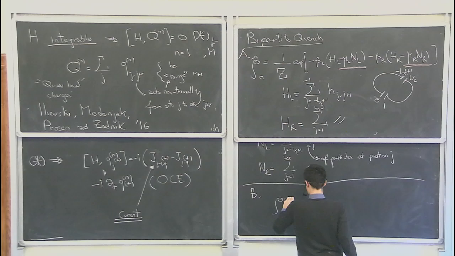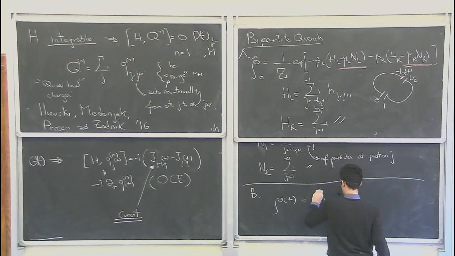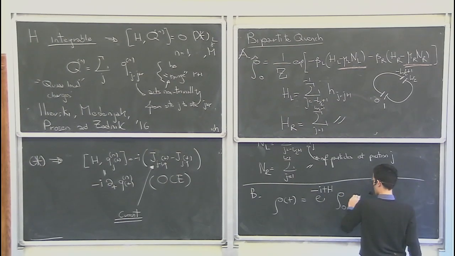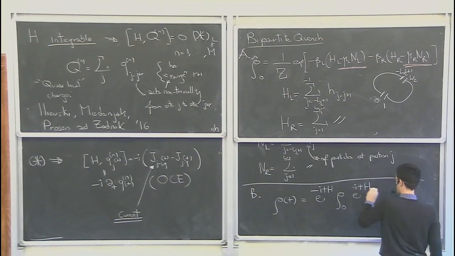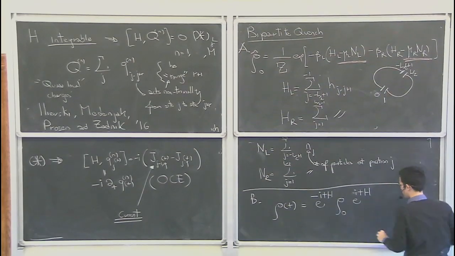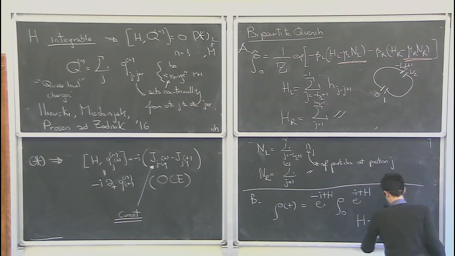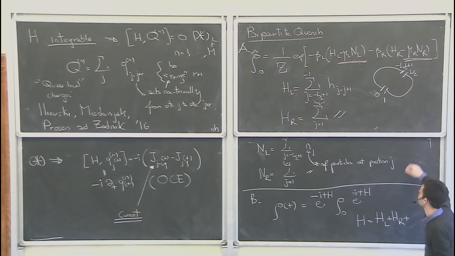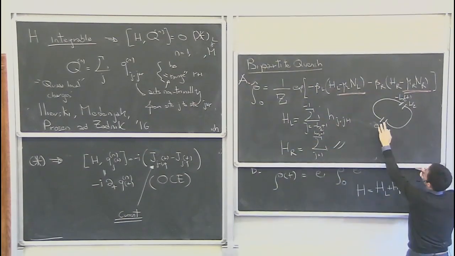So B, consider rho of t, okay, where H is equal to H_L plus H_R plus the connections. So you see, I need to add these missing links.